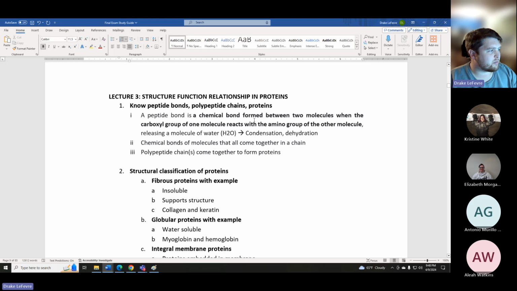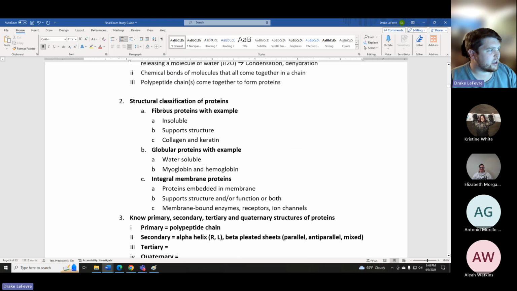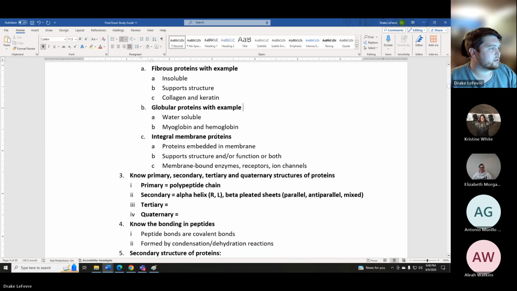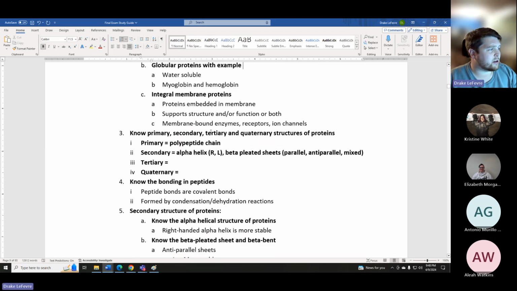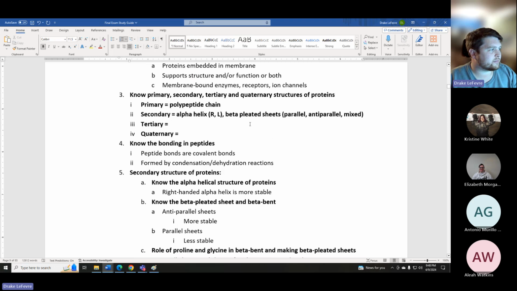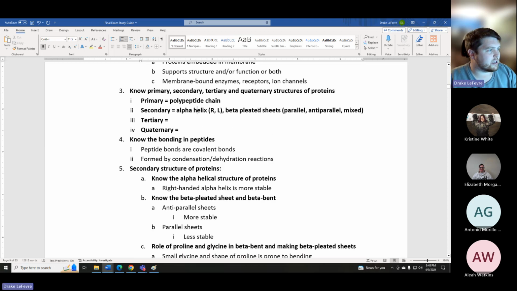Structure, function, relationship in proteins. You have the fibrous. Think like grass. It's insoluble. It doesn't dissolve in water. Globular proteins. I always think of slime. If you put slime in water, it's going to dissolve. Primary, secondary, tertiary, quaternary structures. All of these good stuff. Alpha helixes, the beta pleated sheets.